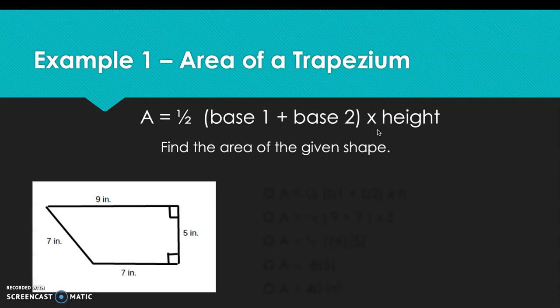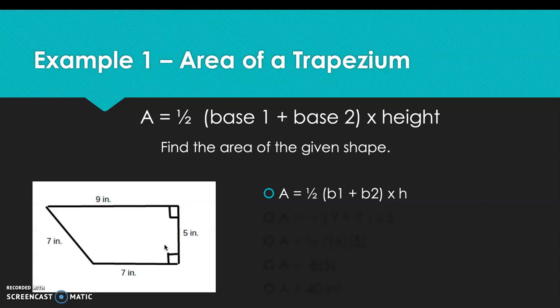Find the area of the given shape. First, let's identify what is the base 1, what is the base 2, what is the height. Base 1 and base 2, it doesn't matter which one, but it is the pair of parallel lines. So base 1 can be 7, base 2 9, or base 1 can be 9 and base 2 can be 7. And the height is 5. Just like when we do the area of a triangle, the height must make a 90-degree angle with the base. So the 7 will not be needed for the formula.